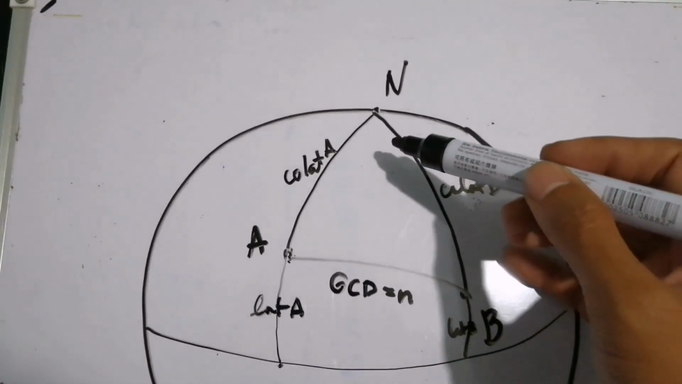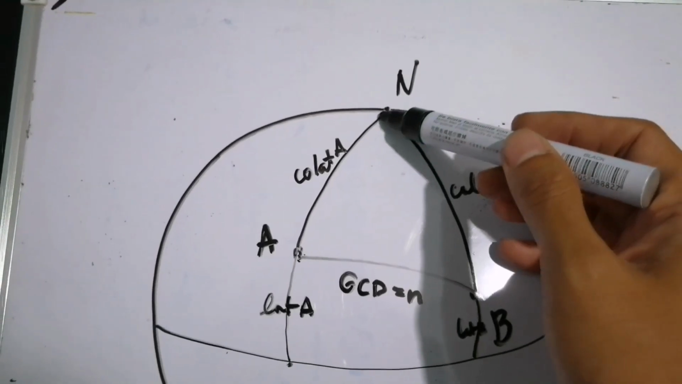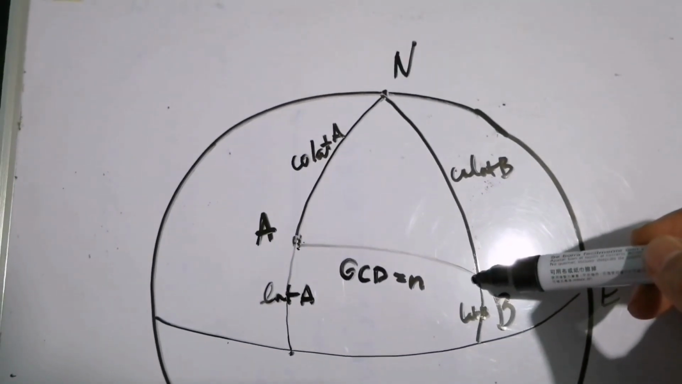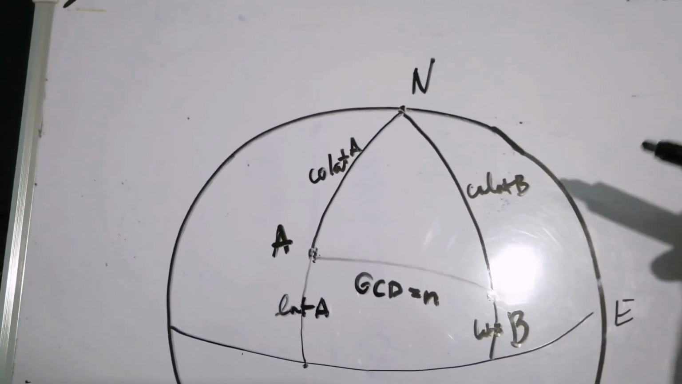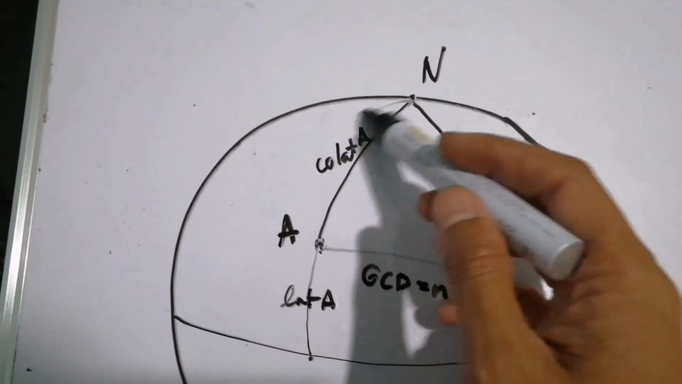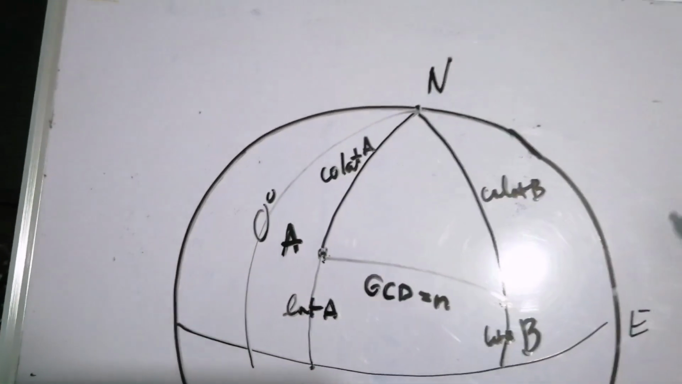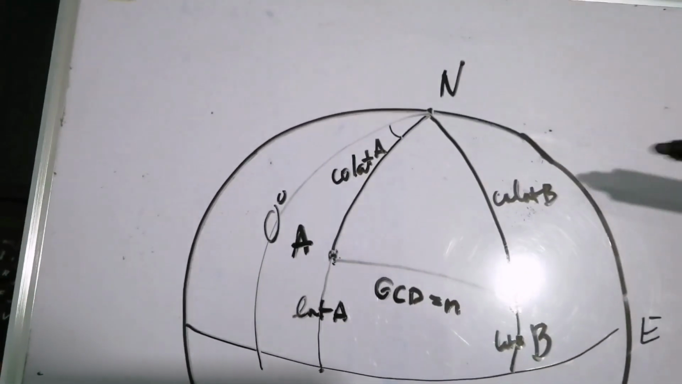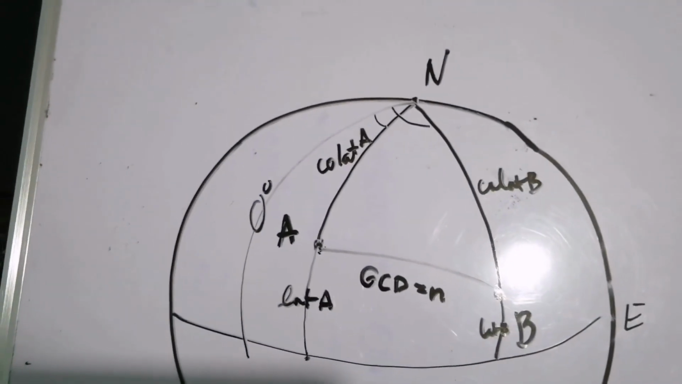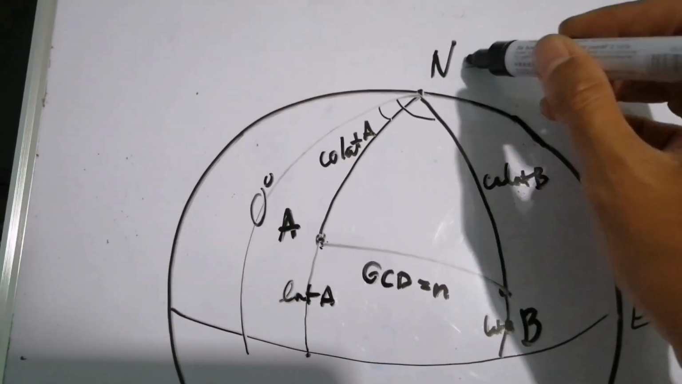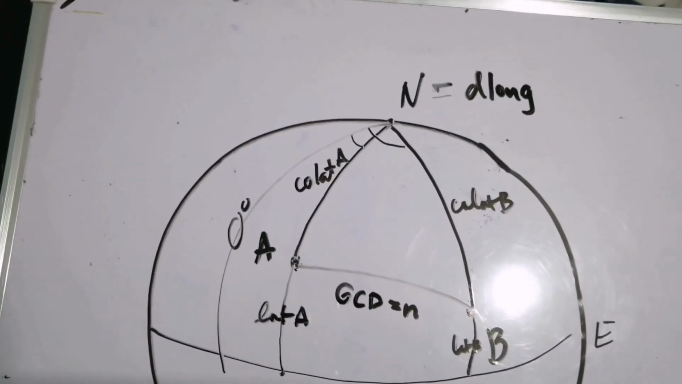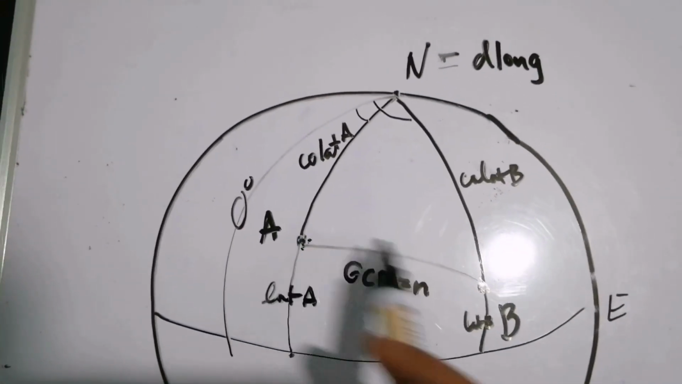triangle. Notice that this one is the circle of longitude passing through point A, and this is also the circle of longitude passing through point B. Point A has a longitude, same thing with your point B. Say for example, here is your prime meridian. So notice, here is your longitude of A, and here is your longitude of B. So what can you say about your angle N? Notice that it will serve as the difference of the longitude, or simply the d-long between A and B.